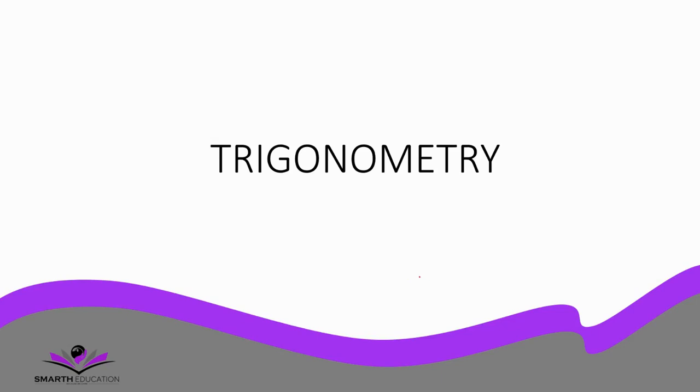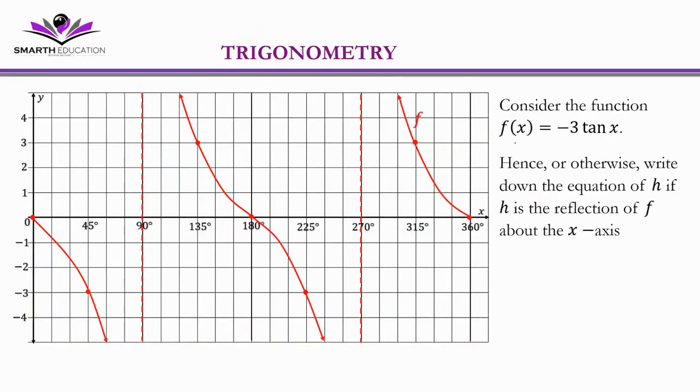Right, welcome back. Let's do question 312b. Consider the function f of x equal to negative 3 tan x. Hence, or otherwise, write down the equation of h if h is a reflection of f about the x-axis.